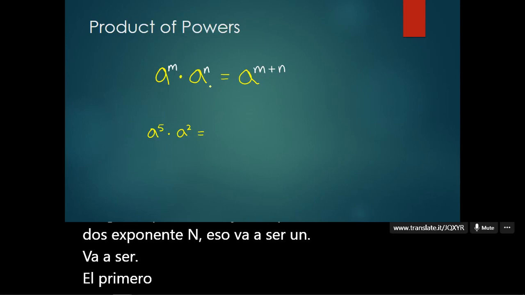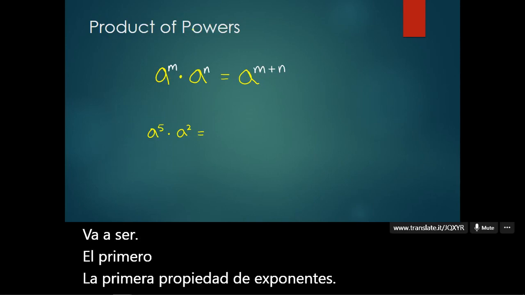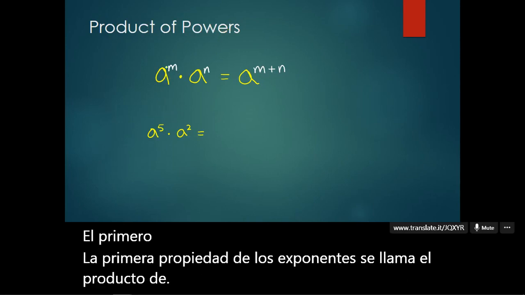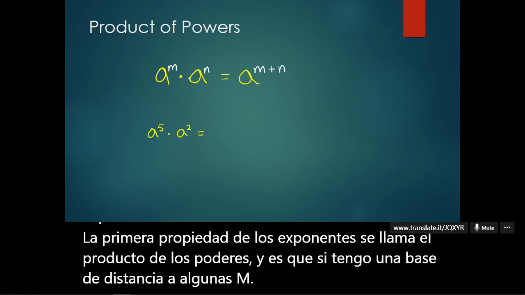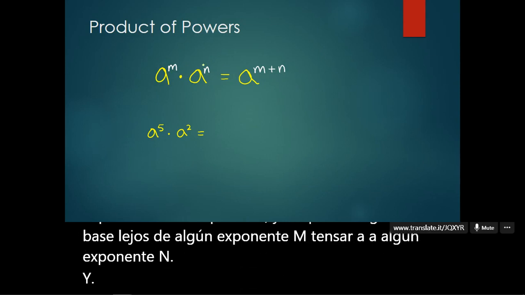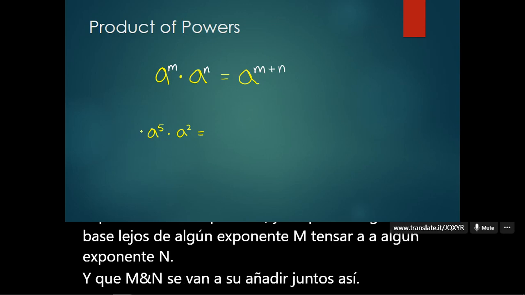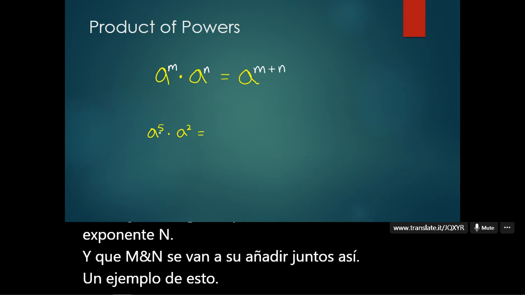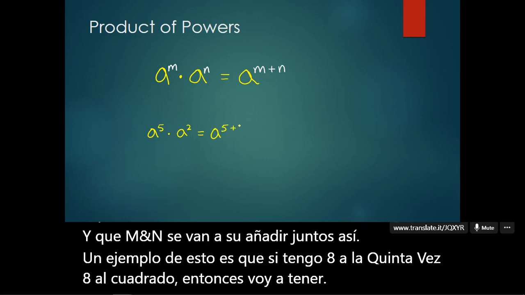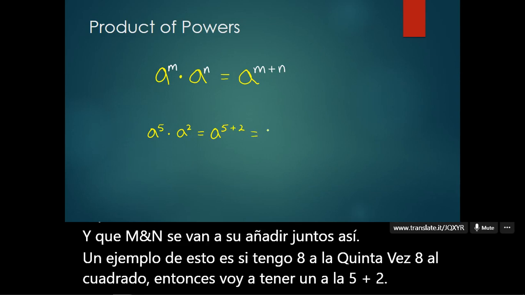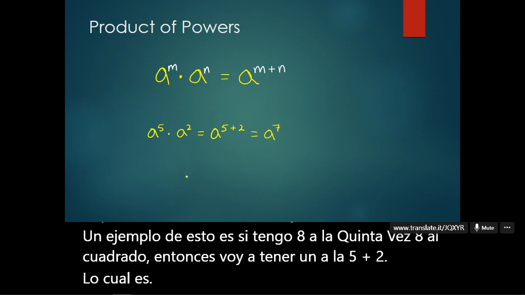The first property of exponents is called the product of powers, and that is if I have a base of a to some m exponent times a to some n exponent, and that m and n are going to be added together like this. An example of this is if I have a to the fifth times a squared, then I'm just going to have a to the 5 plus 2, which is a to the 7th.